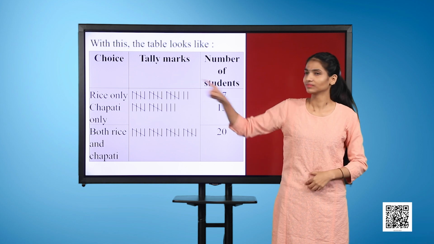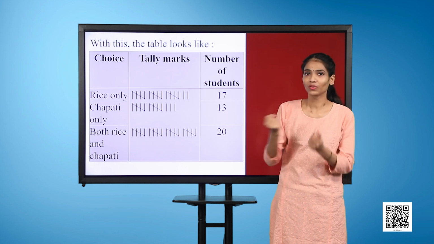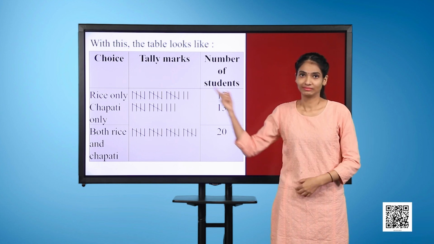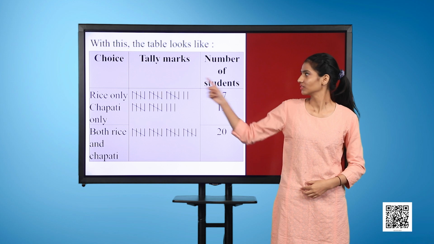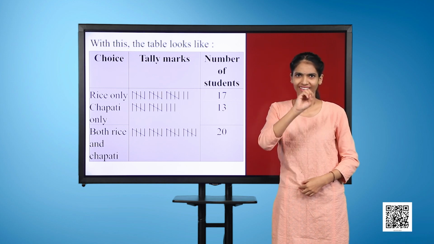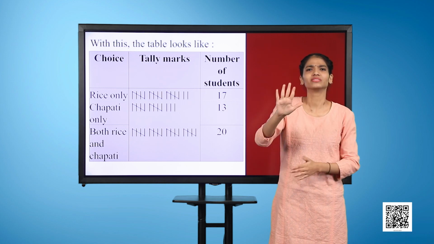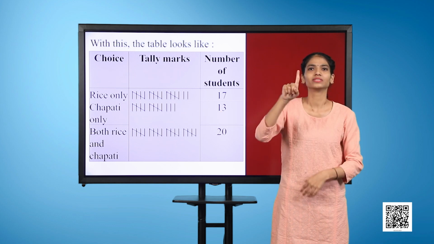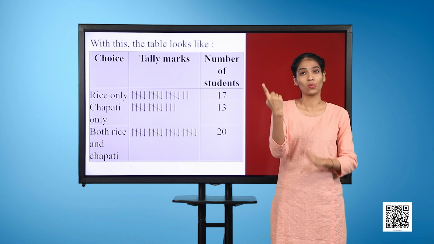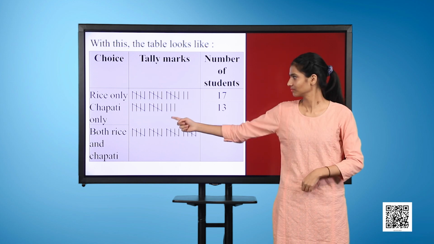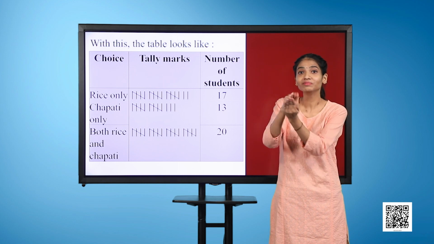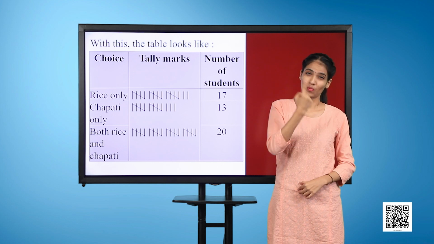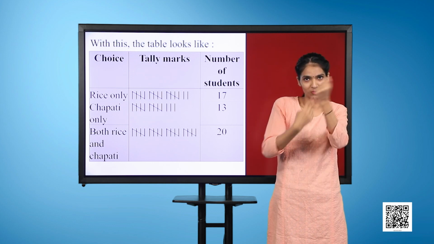With this, the table looks like: choice, tally marks, number of students. Rice only, 5 5 5 2, 17. Chapati only, 5 5 3, 13. Both rice and chapati, 5 5 5 5, 20.